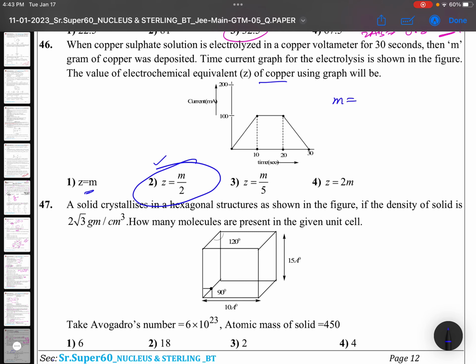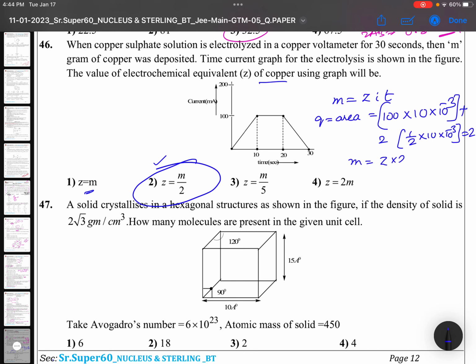m is equal to ZIT, Faraday's first law. Q is the area of the figure, and that is equal to 100 into 10 into 10 to the power of minus 3, plus 2 into 1 by 2 into 10 into 10 to the power of minus 3. This is all equal to 2. So m is equal to z into 2, or z is equal to m by 2.